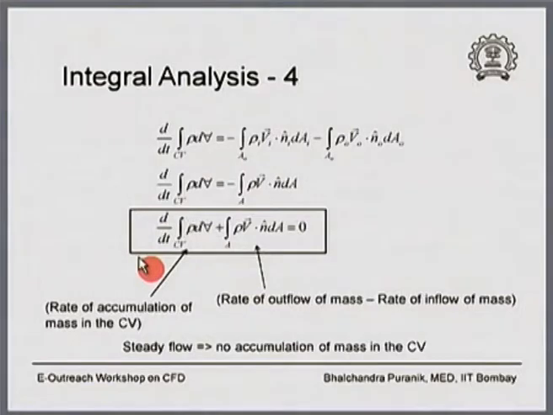Here again, just to recap, the first term on the left hand side signifies the rate of accumulation of mass within the control volume, and the second term on the left hand side signifies the rate of outflow of mass minus the rate of inflow of mass, or in other words, the second term, the area integral, is essentially the net rate of outflow of mass from the control volume.